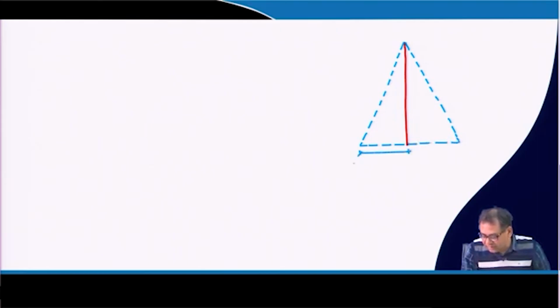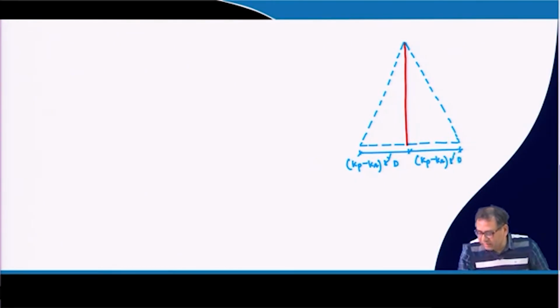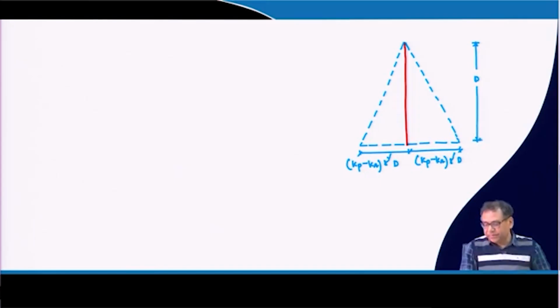Again, one side will be active and one side will be passive, so there will be a net pressure distribution. This net pressure distribution is equal to (Kp minus Ka) gamma dash D, where D is the depth of the well. This is also (Kp minus Ka) into gamma dash D, which is the depth of the well.